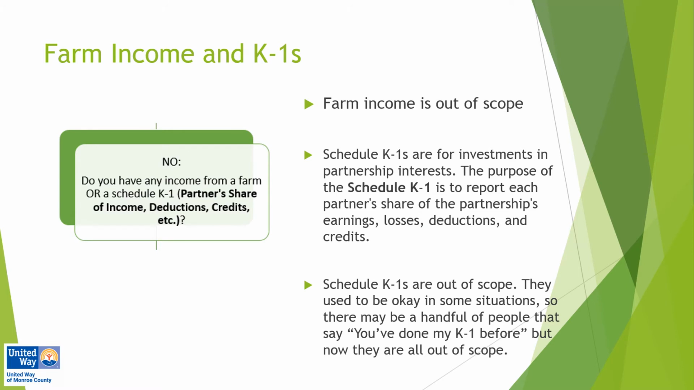Next question, do you have any income from a farm or a Schedule K-1, which is a partner's share of income, deductions, credits, etc.? Farm income is out of scope, and Schedule K-1s are out of scope. They used to be okay in certain situations, so there are a handful of people that might say, "You've done my K-1 before," but now K-1s are all out of scope, so we are no longer serving those clients.